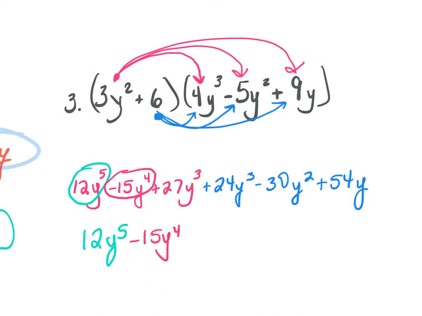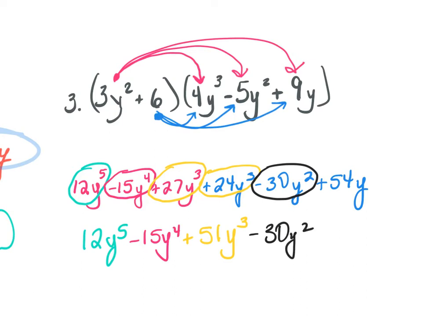The next exponent I see is y to the third, so I have a y cubed here, and I have a y cubed here. So 27 plus 24. Well, 27 plus 24 is 51y cubed. Then I have y squared. Nothing else has a y squared, so I have minus 30y squared. And then plain old y, so plus 54y.